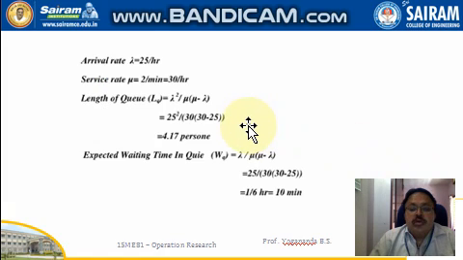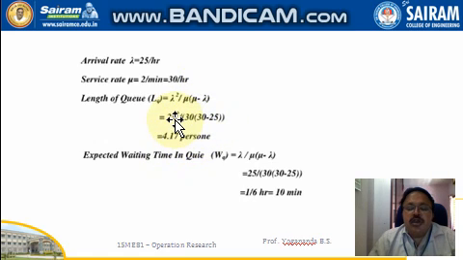Now, that is the arrival rate. So lambda is 25 per hour. That is, in 1 hour 25 customers will join the queue. The service rate is 2 minutes per customer. So that is 30 customers per hour. In 2 minutes one customer is serviced, so totally 30 customers will be serviced in 1 hour.